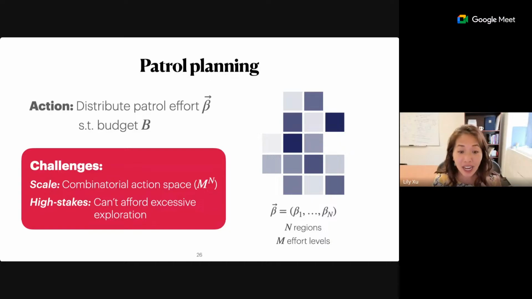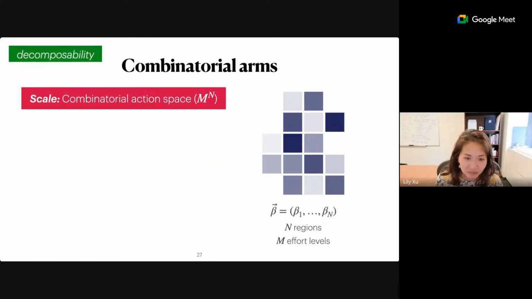And also because we are in this high stakes context where we really have to be performing well in the short term, we can't afford to explore excessively. So we also have to find ways to reduce our uncertainty as much as possible to reduce unnecessary exploration. So let's address these challenges in tandem.